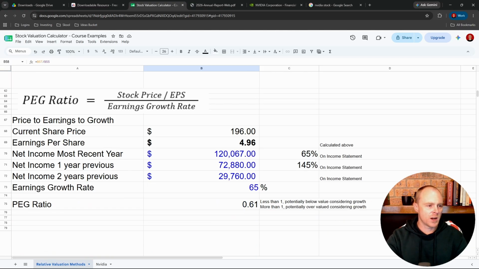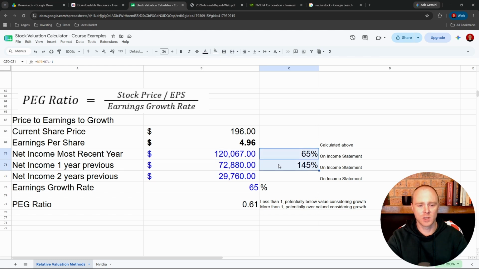Then we've also got the PEG ratio, which is price to earnings to growth. And so it tries to account for the fact that the business is growing as well. And people are usually willing to pay more for a business that is growing. So we've got our current share price, we've got our earnings, we've got our net income for the last 3 years. And so we got that straight from the income statement.